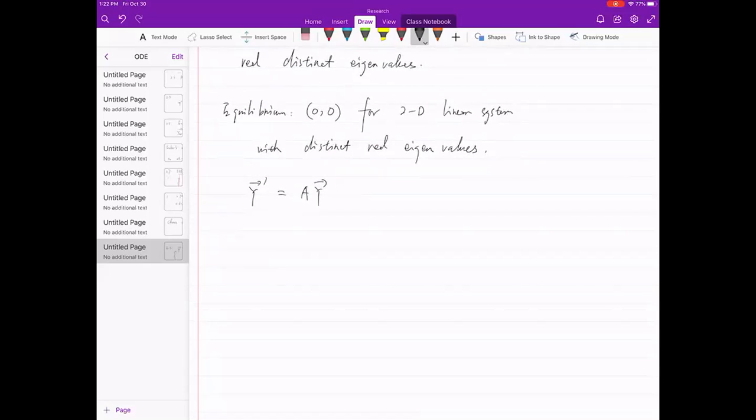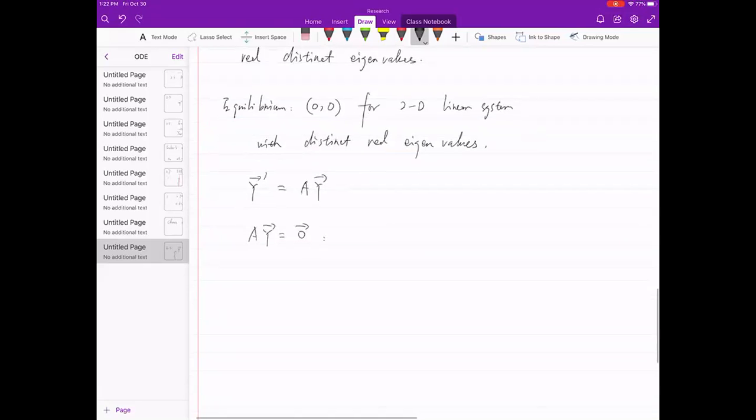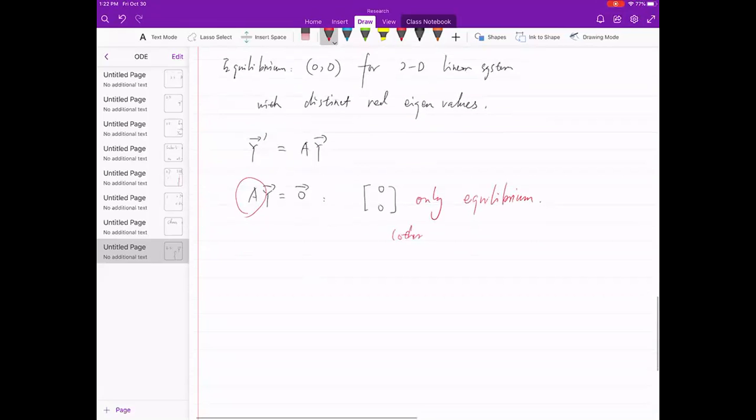What's the equilibrium? Ay equals 0. What equilibrium do you have? Number 1, I definitely have the trivial one, which is (0, 0). Do you have anything else? It really depends on whether this one is degenerate, because we have two distinct real eigenvalues. This one's not degenerate, so this is the only equilibrium we have. Otherwise, we have a degenerate system, which we'll put in a later section.